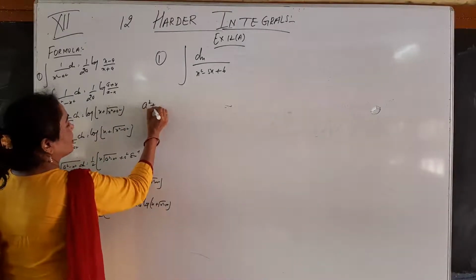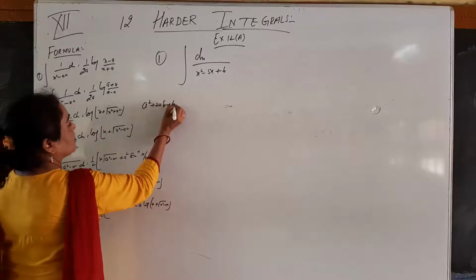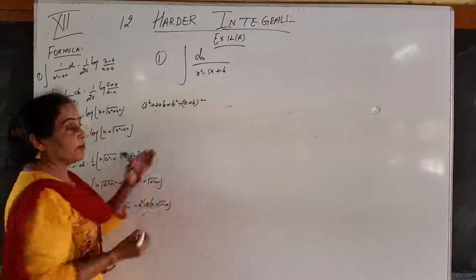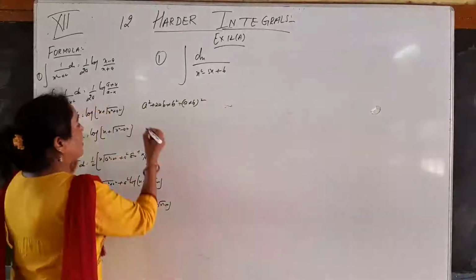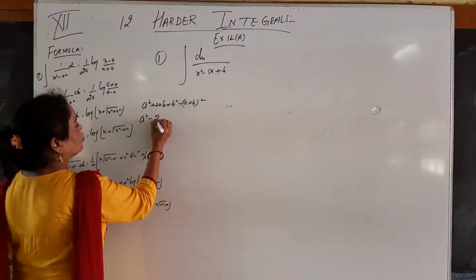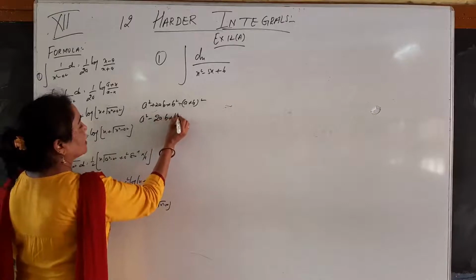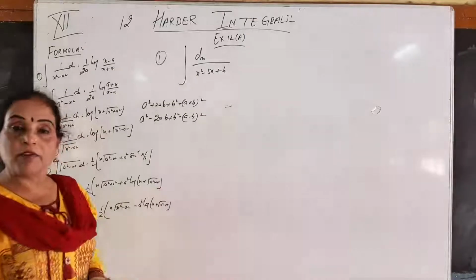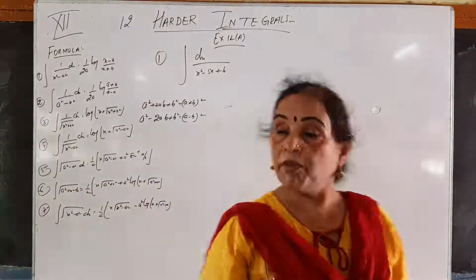a square plus 2ab plus b square is equal to a plus b whole square. We will make the perfect square in this form. Minus is given, so a square minus 2ab plus b square equals a minus b whole square. We will use this formula, or we have to reduce this.